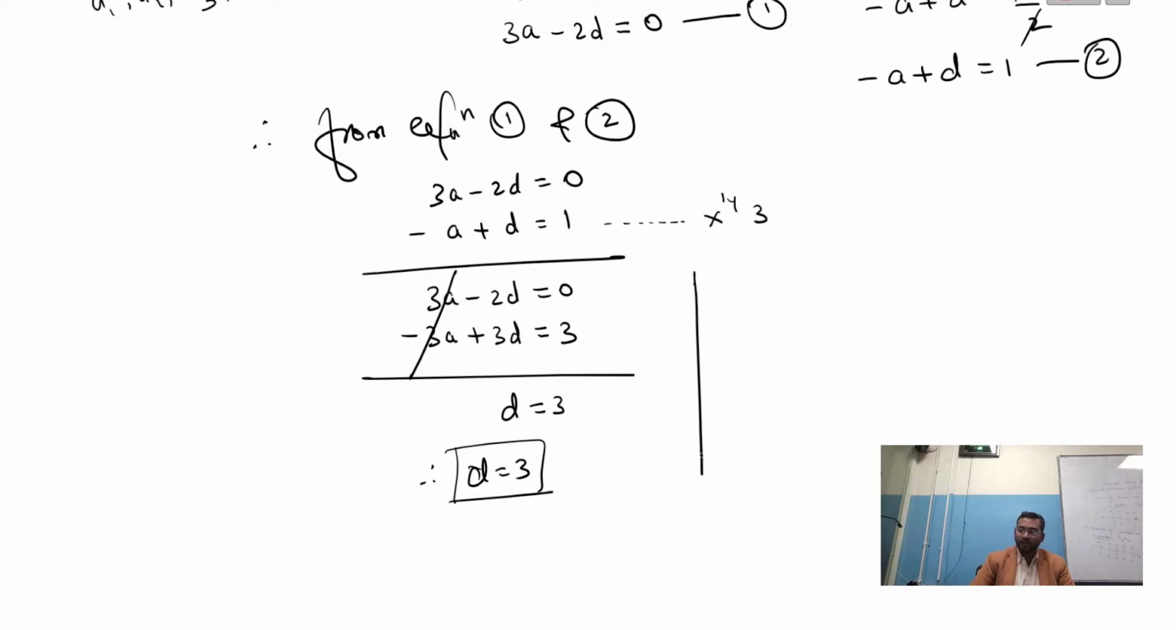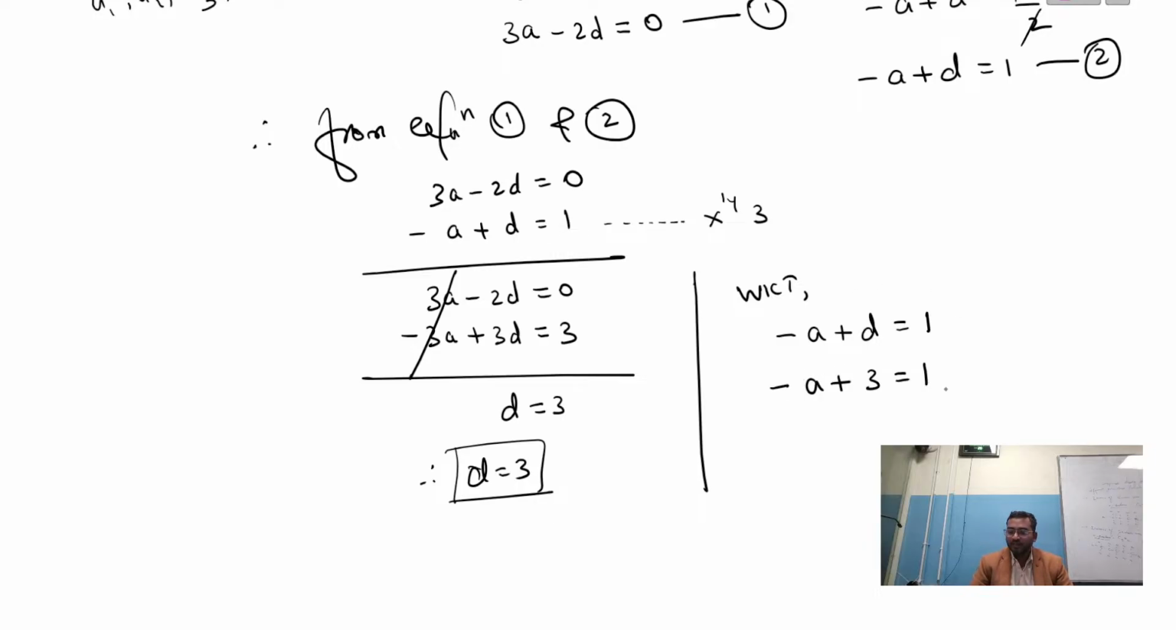Now, once we have the value of D, we need to find the value of A. As you can see, between equation 1 and equation 2, which is simpler for you? Equation 2 is simpler, right? We know that minus A plus D is equal to 1. Then minus A plus the value of D, which is 3, is equal to 1. Now actually we want plus A. Am I right?